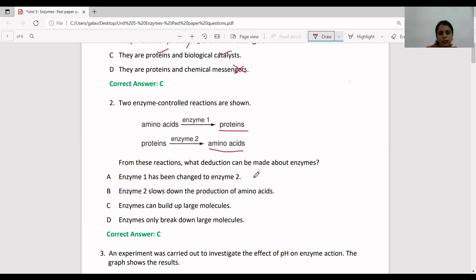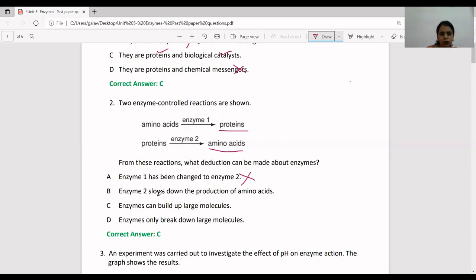Enzyme 1 has been changed to enzyme 2. No, this is wrong. Okay, enzyme 1 and enzyme 2 are completely two different enzymes. It's not like enzyme 1, when it is involved in the first reaction, gets changed into enzyme 2 for completing the second reaction. That's wrong. These two enzymes are completely different enzymes.